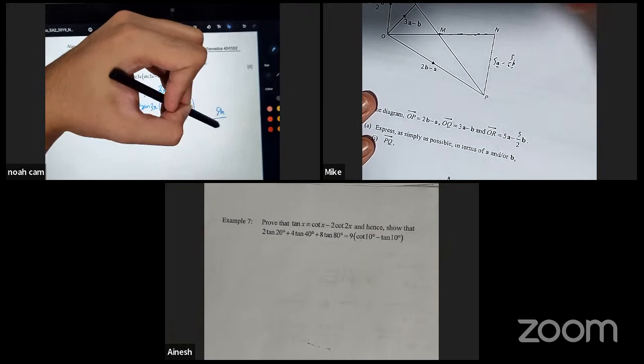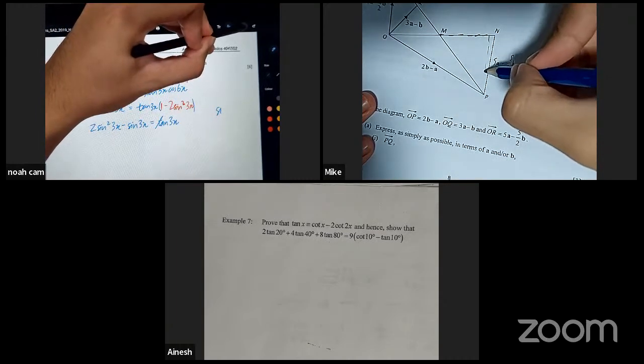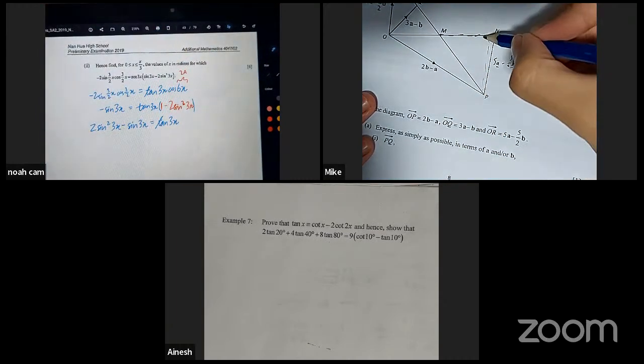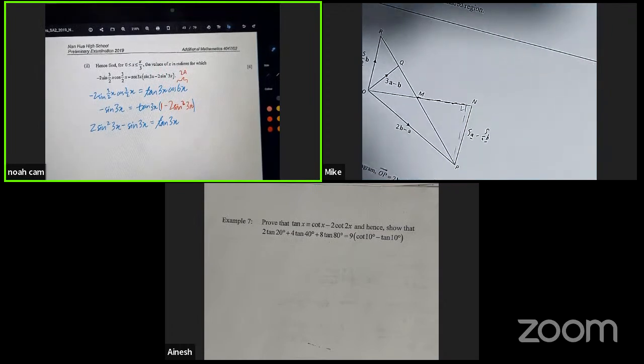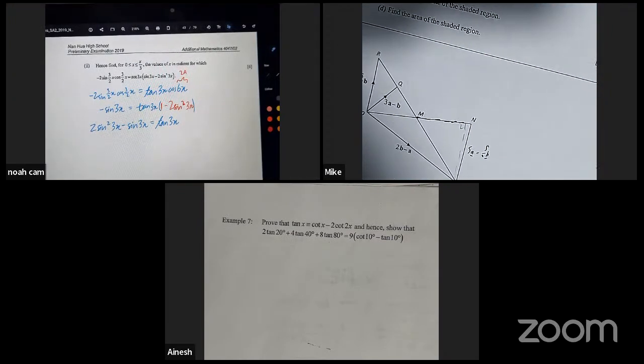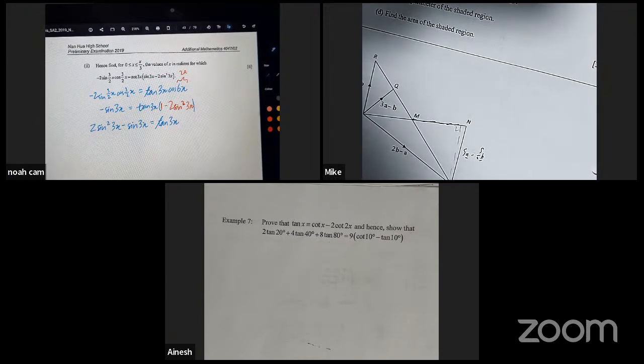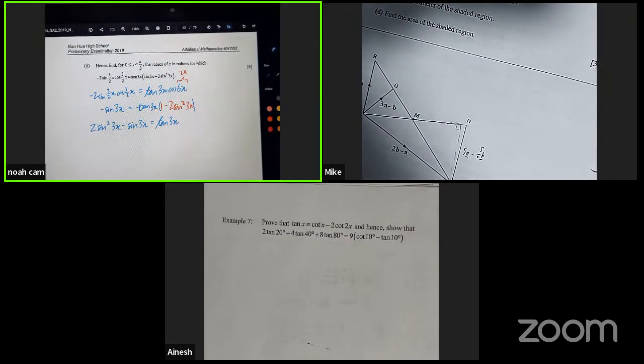And Noah, for the cosine 6x into 3x, you have many options, correct or not? You have 3 options. I consider this the second try, right? You should try other things if it doesn't work. You understand me? Okay.